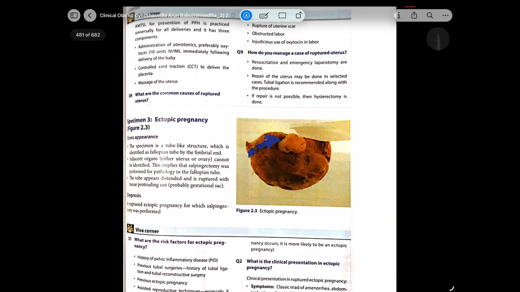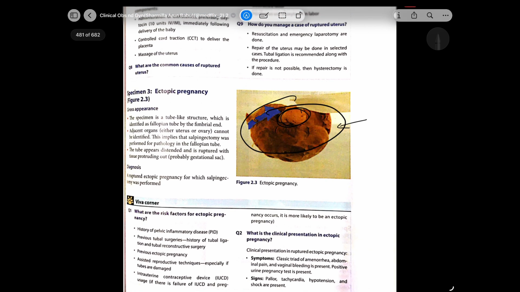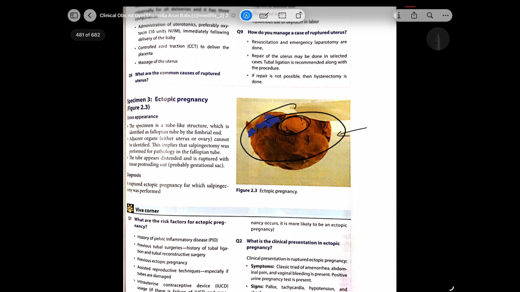So now let's look at the next specimen. This is the next specimen. Gross appearance: the specimen is a tube-like structure which is identified as a fallopian tube by the fimbrial end. Adjacent organs like uterus or ovary cannot be identified. This implies a salpingectomy was done. The tube appears distended, with a tissue protruding out, probably gestational sac. Diagnosis: a ruptured ectopic pregnancy for which salpingectomy was done.